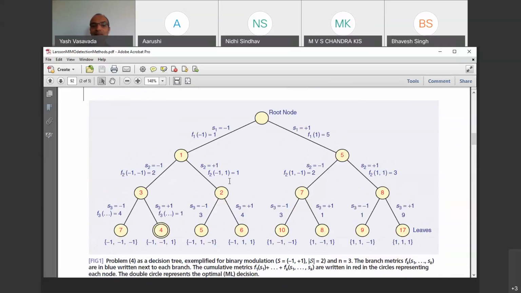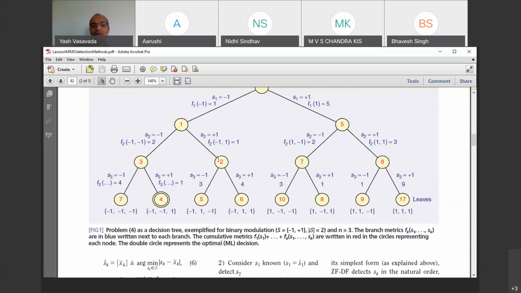And so now I go to the next level, but that time, because I have already decided that S1 is -1, I don't need to consider this entire subtree at all. It is gone. And here I'm going to say that if S1 is -1, then what is my best estimate of S2? Obviously, I'm going to take this as my best estimate. So I'll get S2 as equal to +1. And so I'm going to go to this node here.